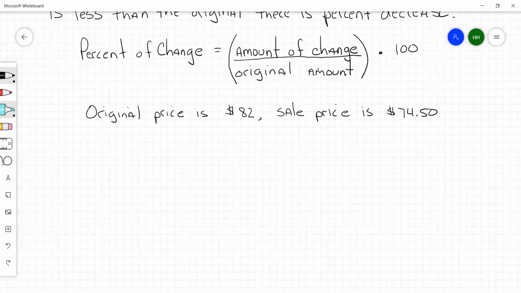What is the discount expressed, or what is the percent of change? So we need the amount of change, and then we're going to divide it by the original amount. So here's our original.